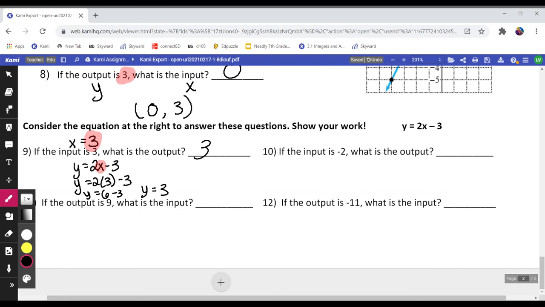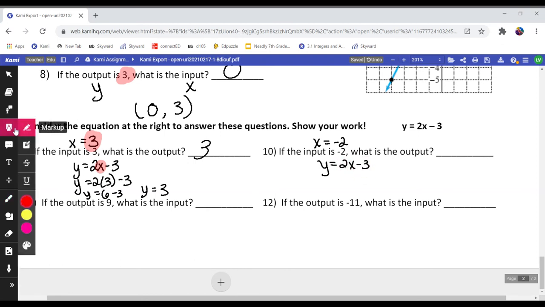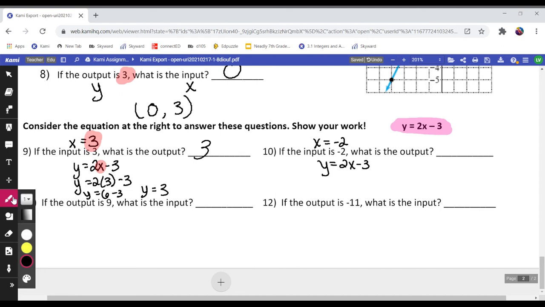Number 10. If the input is -2, what is the output? So this is saying x is -2. I'm still using the same equation, y equals 2x minus 3. Now, in case anyone had missed this, the equation that I'm using is this one right here. So when it said in the directions, consider the equation at the right to answer these questions, again, y equals 2x minus 3 is what I'm using for all of them.